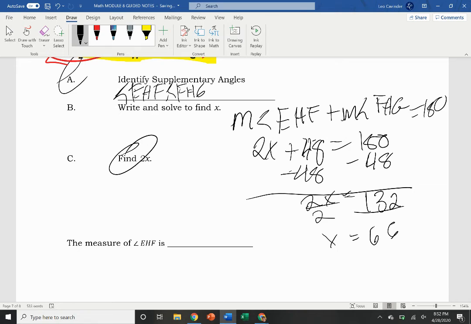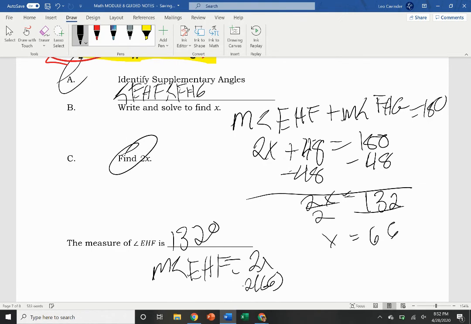Then what you do is find the measure of EHF, which is up at the top. It equals 2x, and that'd be 2 times 66, which is what we solved, which would give you 132, which means the measure of angle EHF is 132.